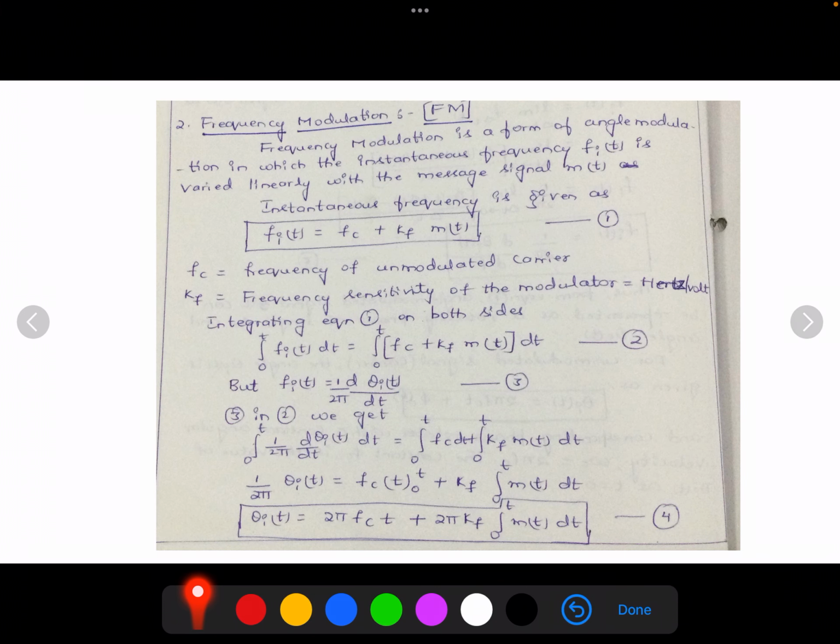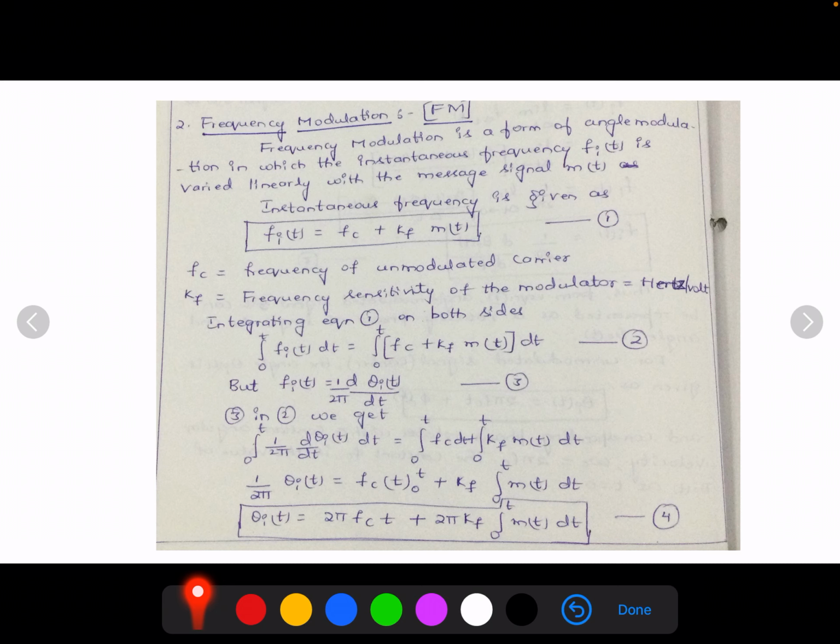The other form of angle modulation is frequency modulation. It is a form of angle modulation in which the instantaneous frequency is varied linearly with the message signal m of t. So the instantaneous frequency fi of t is given by fc plus kf into m of t. What is fc? Fc is the frequency of the unmodulated carrier and kf is the frequency sensitivity factor, which is represented in terms of hertz per volts.